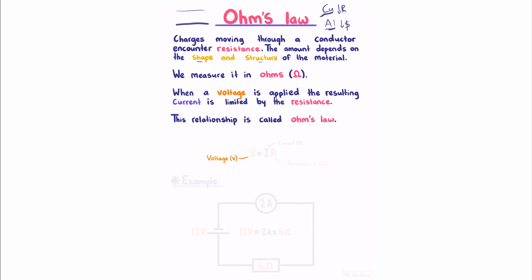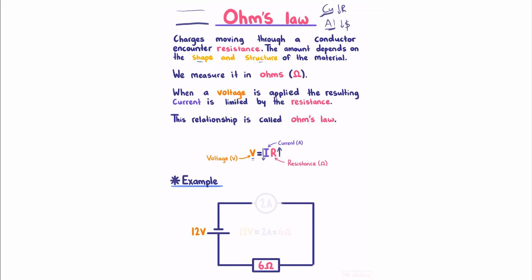Mathematically, we can write that the voltage is the current times the resistance, where for the same amount of voltage, an increase in the resistance is going to result in a decrease in current. In an example, if we had a 12 volt source and a 6 ohm resistor, using our Ohm's law, our voltage of 12 and resistance of 6 means that we must have a current of 2.